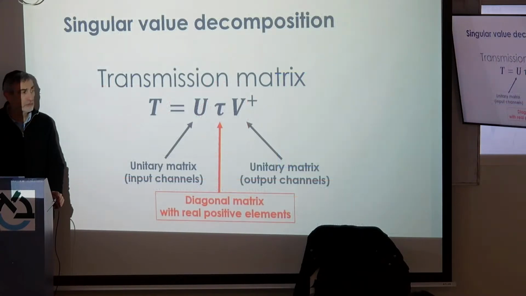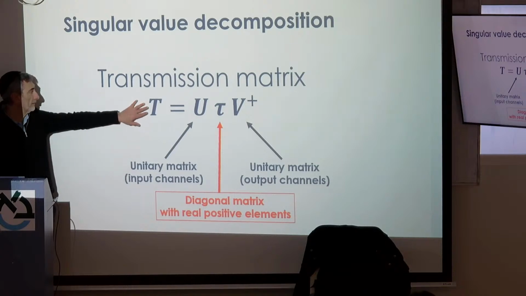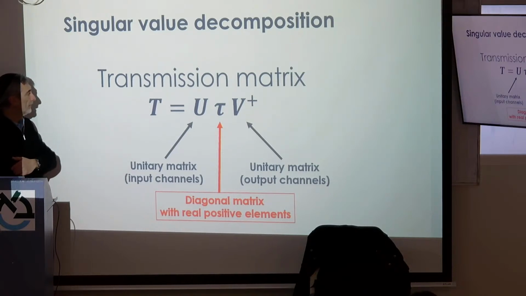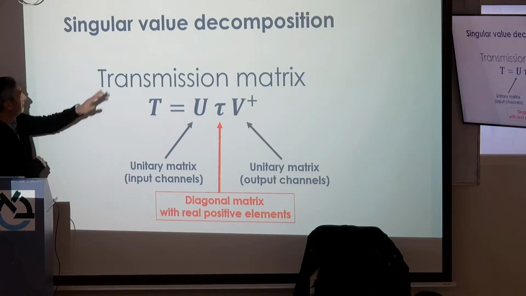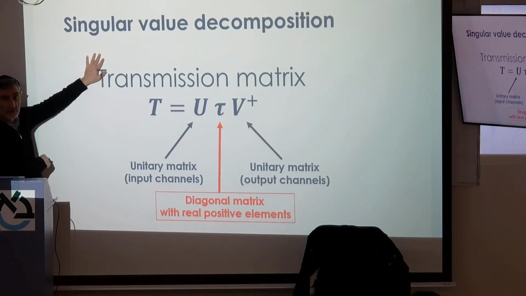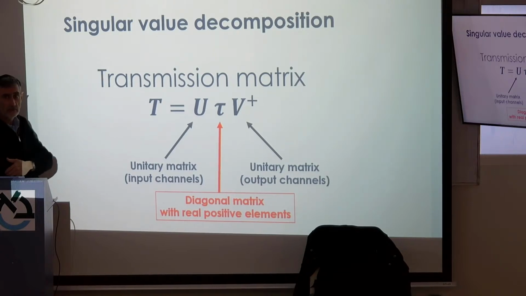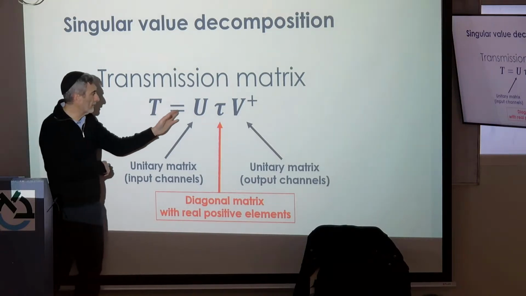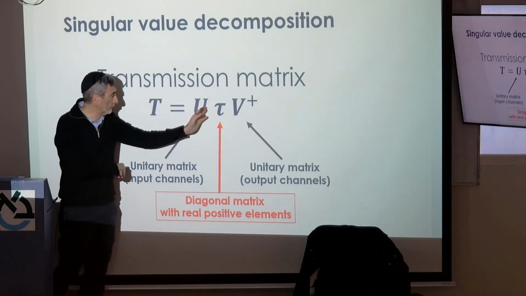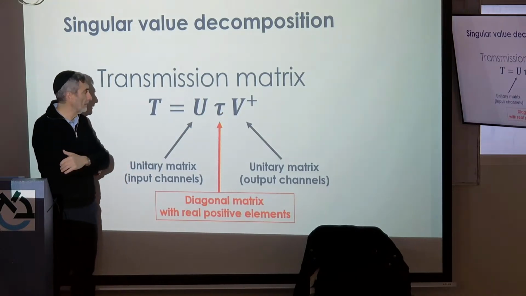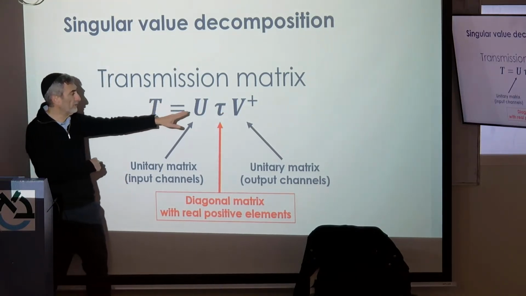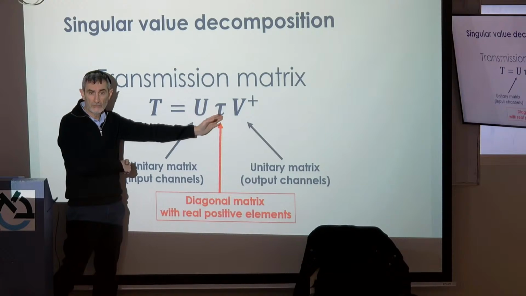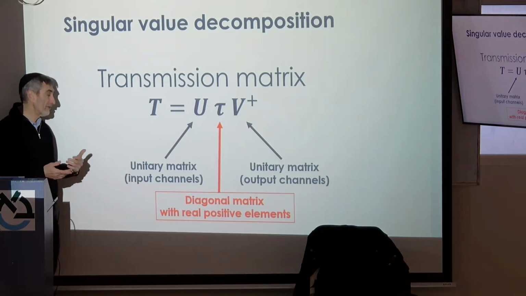Another point that I want to show you, I don't want to go too much into details: if we go back to this transmission matrix T, you can transform this matrix using what is called a singular value decomposition, SVD. The idea is to find the right transformation matrices U and V that transform T into a diagonal matrix. So it's like diagonalizing the matrix.